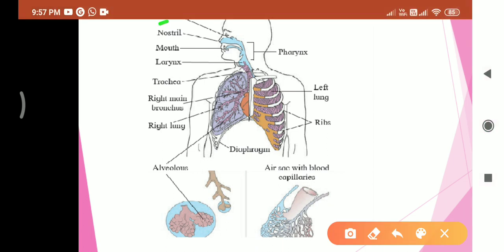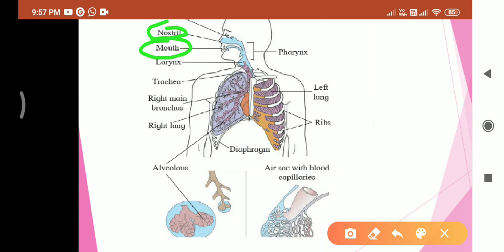Here the nostril is present. You know about the nostril, it's just the opening of your nose. Then the next one is the mouth. The mouth is not part of the respiratory system, but sometimes when the nostril is not working, you take air or inspire with the help of the mouth also, so that's why we are considering this too.